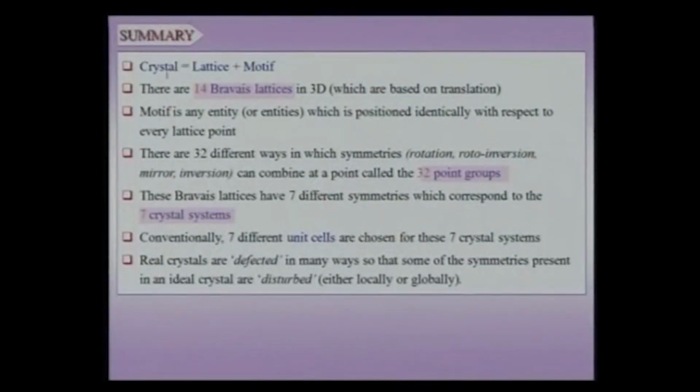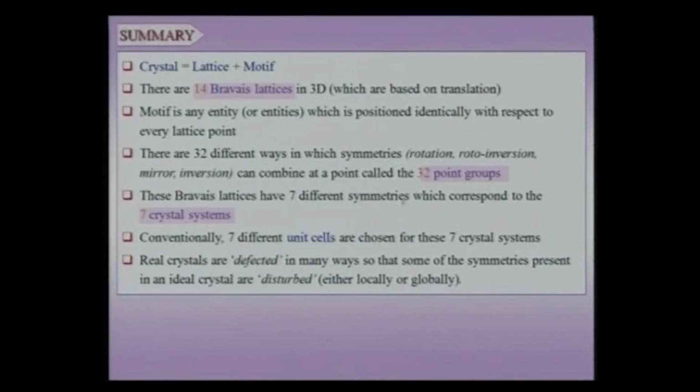So it is time to summarize the salient features we have learned so far, as listed here. A crystal is a lattice plus motif. There are 14 Bravais lattices in 3D which are based on translation. A motif is any entity which is positioned identically with respect to every lattice point. We will have a few more questions regarding motifs in one of the coming slides. There are 32 different ways in which symmetries can combine, and these lead us to the 32 point groups.